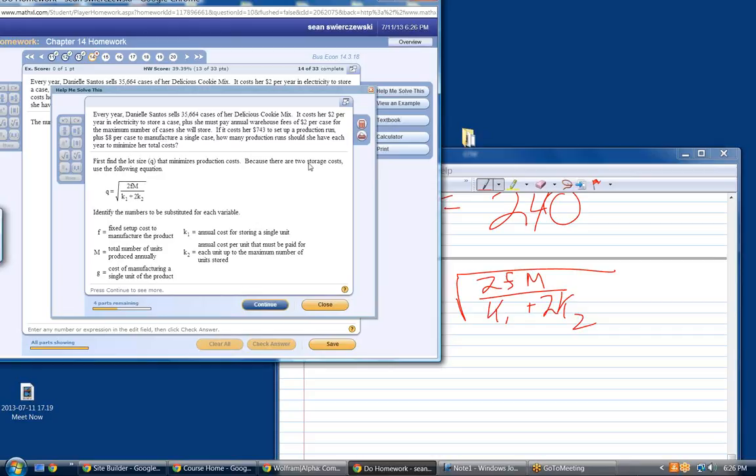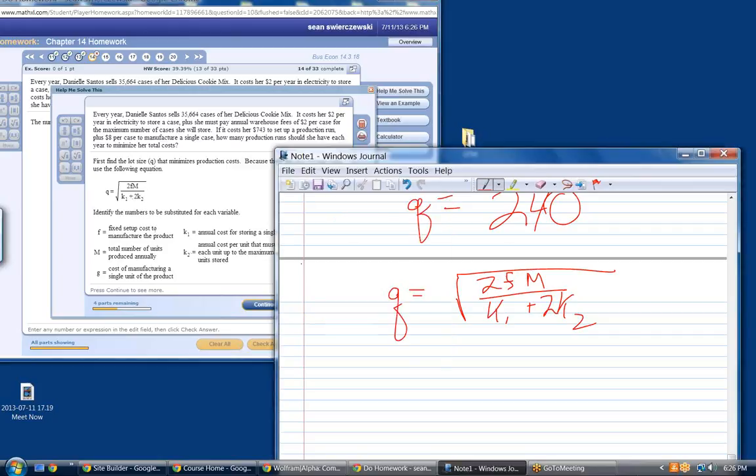Oh, I see. There's two Ks. There's two storage costs. So it actually is the same function. It's just that instead of being divided by K, there's a second storage cost, and for some reason we need to divide by the first one plus twice the second one. Okay.